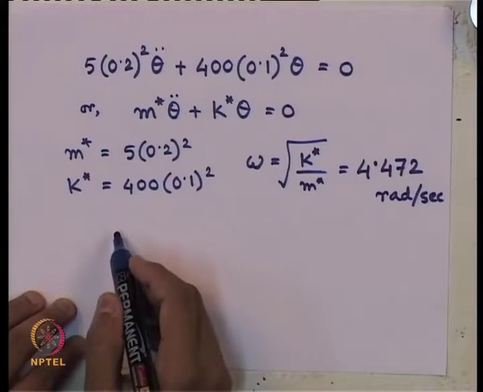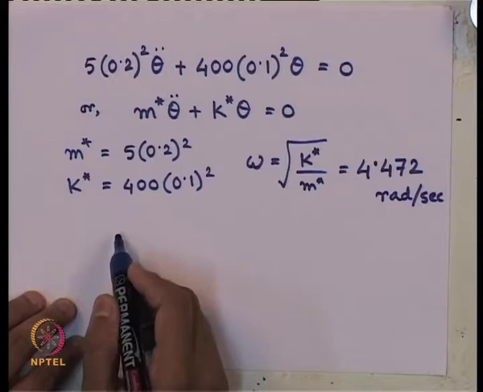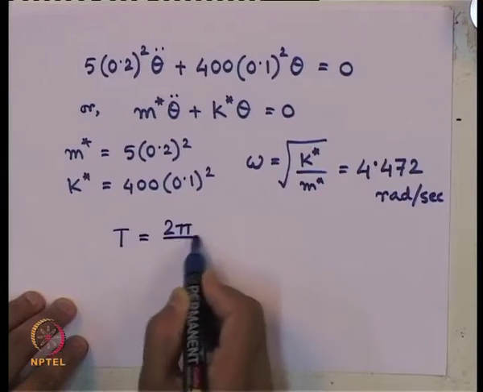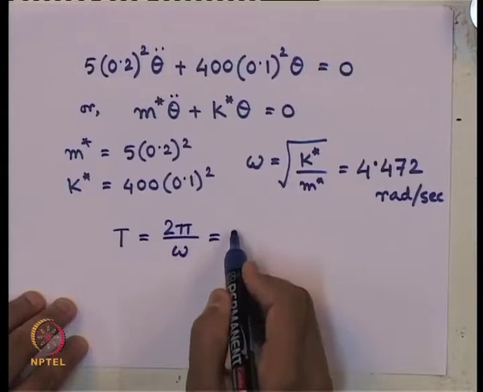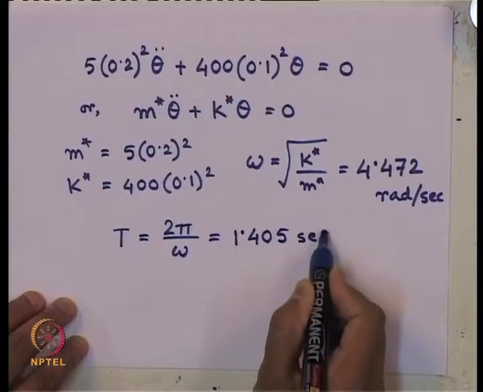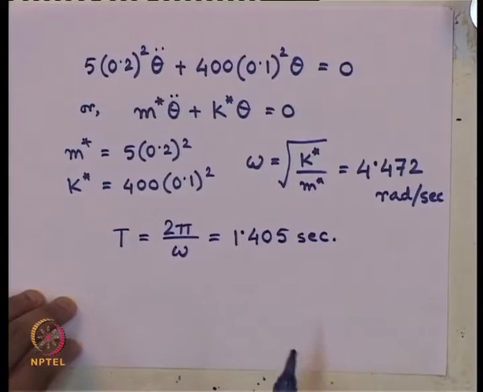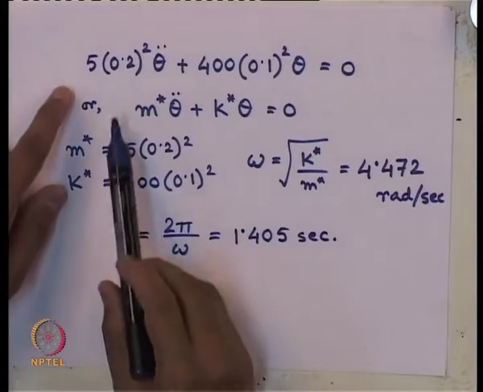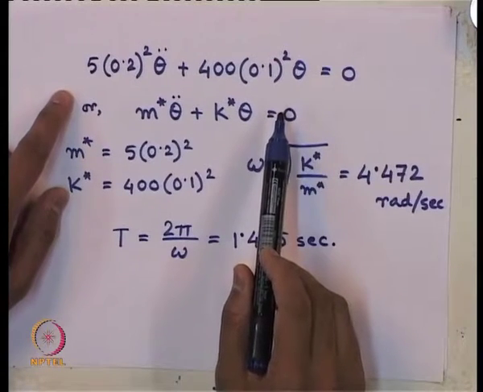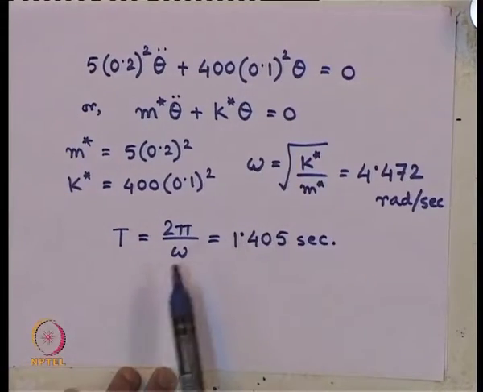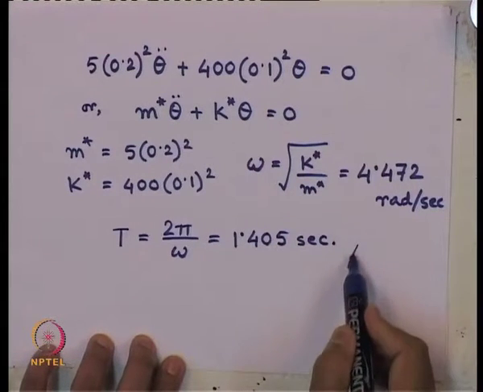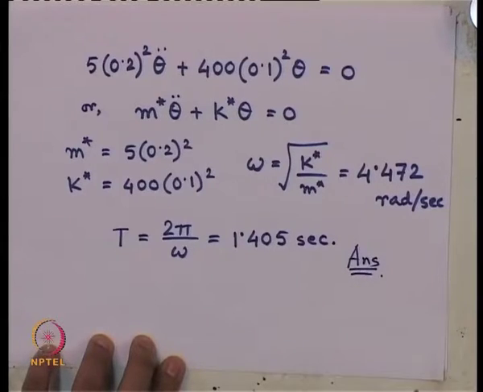And how much will be the period of vibration? T equals 2 pi by omega, which gives us 1.405 second, the natural time period of the system. So, that is the answer. This is the equation of motion which has been asked to derive in this problem, and it has been asked how much is the natural period of vibration of the system. This is the natural period of vibration of the system. So, that is the answer of the problem.